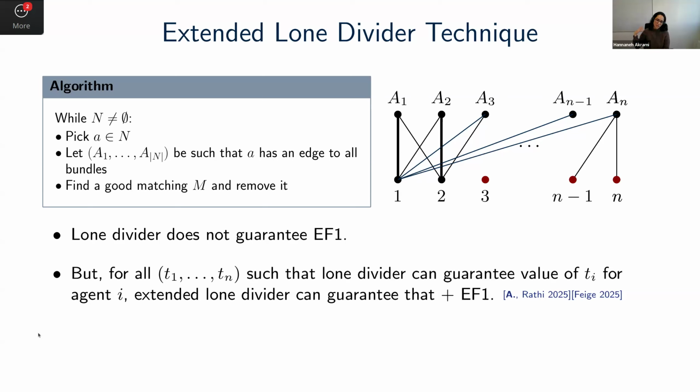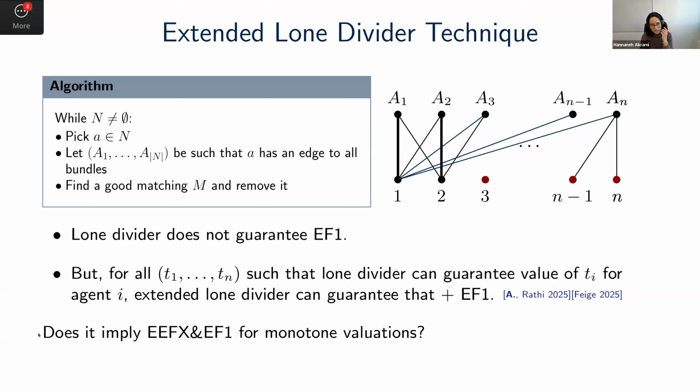We know that there exists an extension of this algorithm, let's say extended lone divider, that guarantees not only these shares, these T1 up to Tn thresholds, but also EF1 on top of that. So it gives us an allocation that guarantees the utility that we could guarantee for each agent in the lone divider technique, plus the final allocation is also EF1. Okay, this is more similar to what we are looking for.